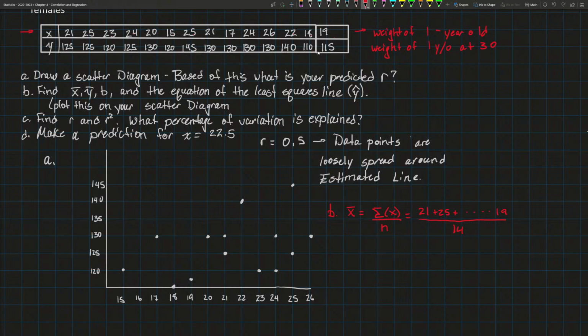So our sum is 300. And if we divide that by 14, we get 21.43. And I'm also going to label the sum of x because we're going to need that for later.